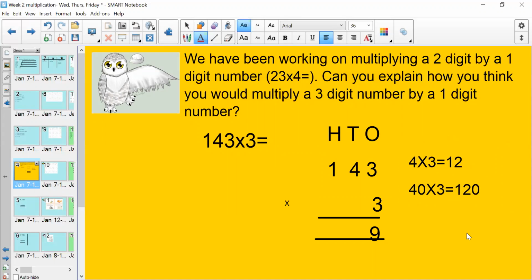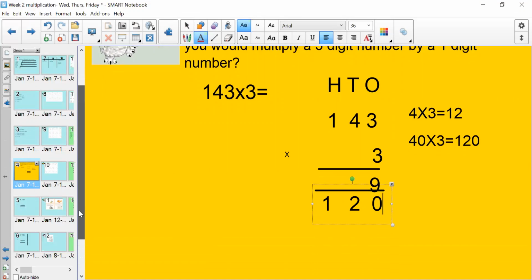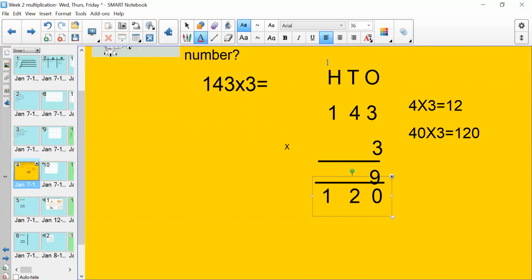So like we did with the first lesson in multiplying 2-digit numbers, we are partitioning this, we're separating the numbers. So 120 will go underneath. And then the last column is the hundreds. So 3 times 100. And we should know this from when we multiplied by 100 in previous lessons this year, that would be 300. So we would add that to the last row.